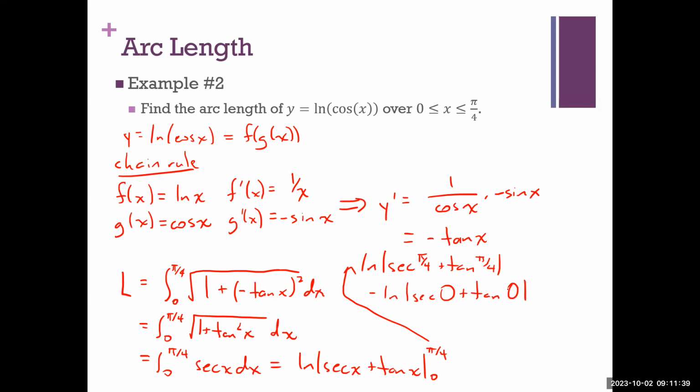What's the secant of pi over 4? Root 2. What's the tangent of pi over 4? Okay, so natural log of root 2 plus 1 minus the natural log of secant 0, which is 1, plus tangent of 0, which is 0. So natural log of radical 2 plus 1 minus the natural log of 1. This just becomes the natural log of radical 2 plus 1.